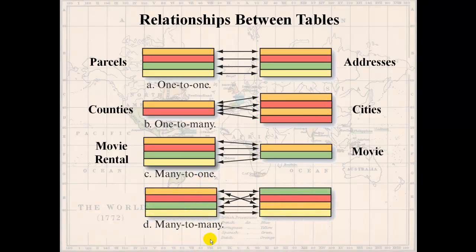Many to many, the most common example of that is students and classes. Each and every student can take one to many classes. Many students can be enrolled in each and every class. Many students can be enrolled in many classes. And you see how many to many works.